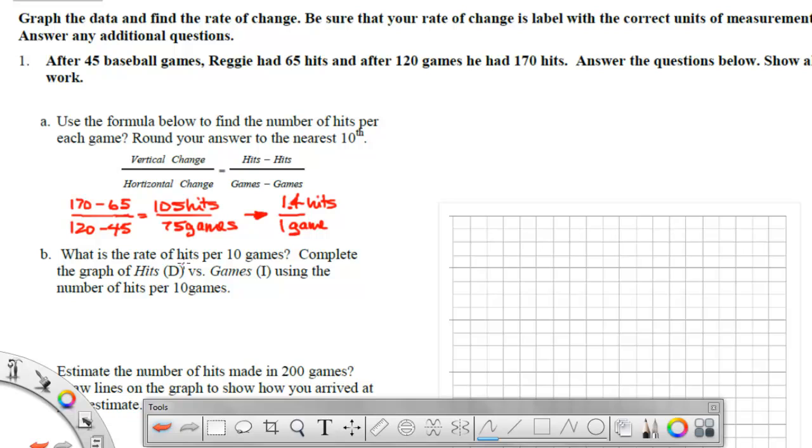Now part B, it says, what is the rate of hits per game, per 10 games? Well, we know that if I have 1.4 hits, then I have 1 game. To get from 1 game up to 10 games, I have to multiply the bottom by 10. Therefore, I have to multiply the top by 10. So that gives me 14 hits per 10 games. This is important because this tells us how we're going to count. The hits, each one of these units is going to be worth 14.